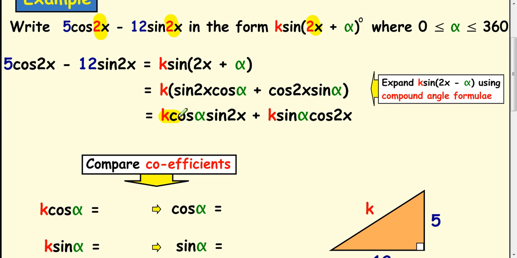So let's look at this first, k cos alpha. That's the coefficient of the sin 2x part. So we're going to look up here and see the sin 2x part. Now the coefficient in front here is a 12, but it's a negative 12. So k cos alpha is equal to negative 12, which means cos alpha is negative 12 over k.